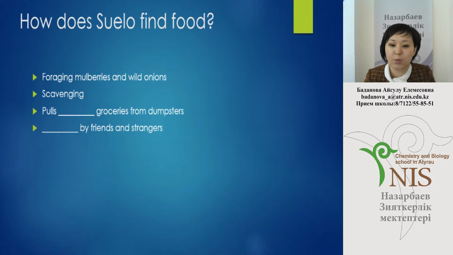Okay, so he forages mulberries and wild onions. He scavenges as well. He pulls groceries from dumpsters. What kind of groceries? Expired, okay. What else? Okay, so he pulls expired groceries from dumpsters. By friends and strangers, what is that? Okay, since he doesn't buy food, he doesn't have money for that, he is fed by his friends and strangers.